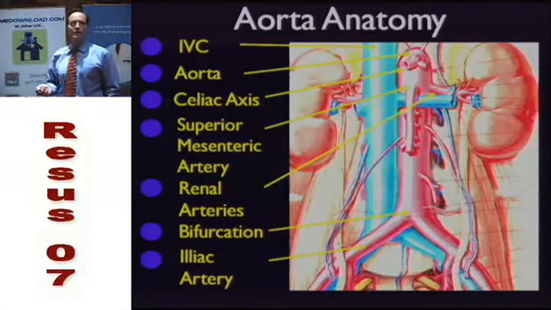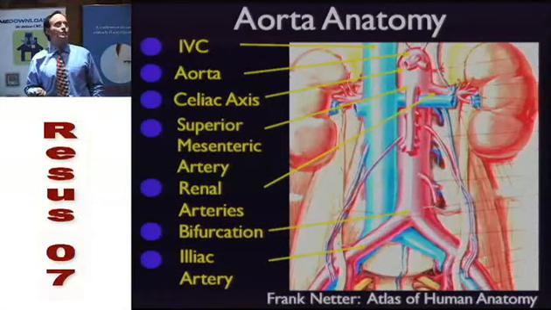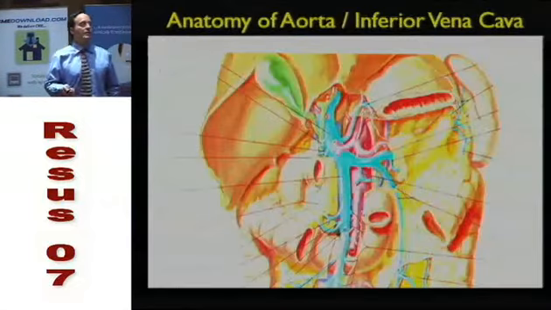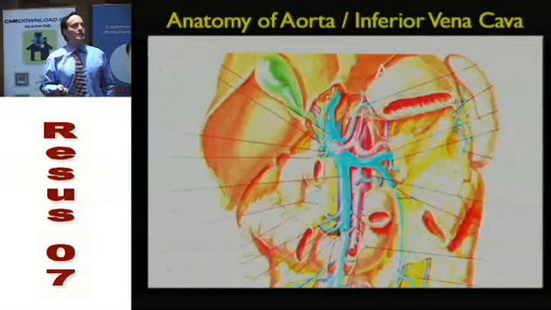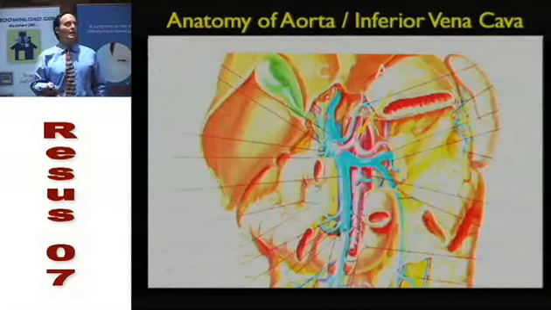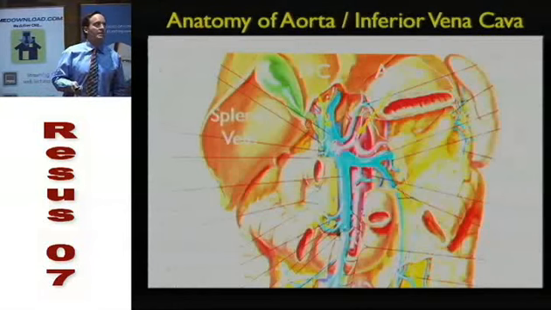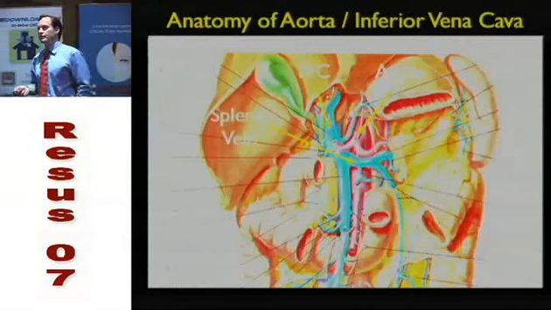Okay? So now that you have a general idea in terms of the branch points of the aorta and its alignment with the inferior vena cava, let's look at an overlap between the inferior vena cava and the aorta. Okay, so this one actually, Netter put the two together. And there's the aorta to the left, okay? And there's the inferior vena cava to the right. Notice there's a branch that comes across. This splenic vein actually comes across, okay?